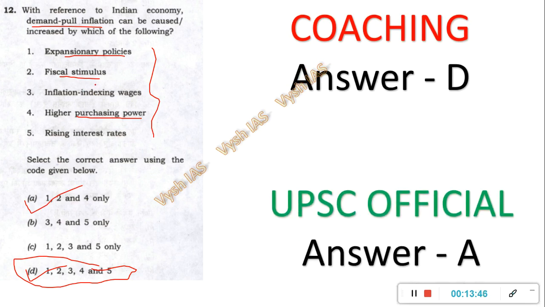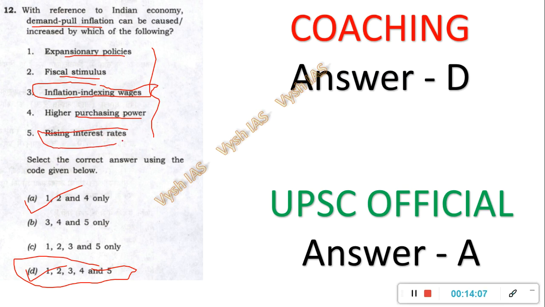The other one is inflation indexing wages, meaning according to your inflation, your wages also will be mapped, so it will be balanced. Inflation is going high, your wages are also going high. Inflation is going down, your wages are also going down. So it doesn't create any extra demand. And interest rate also, if the interest rate is rising, then nobody will go and take a loan.